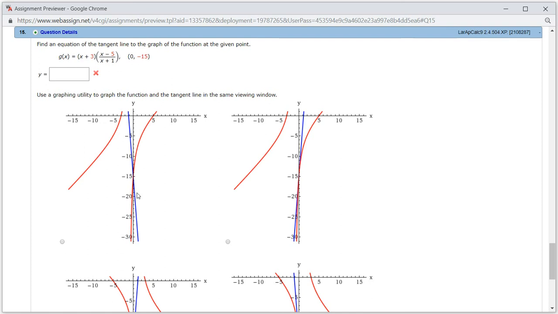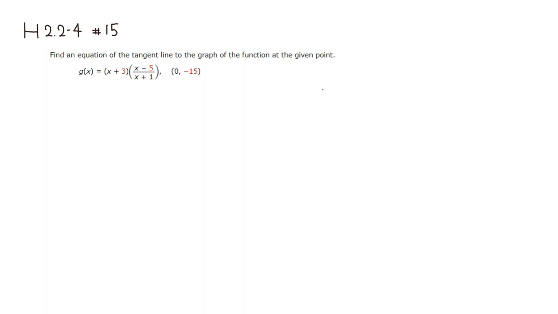Alright, let's look at 2.2-2.4, problem number 15. We want to find an equation of the tangent line to the given graph at (0, -15). Since the point is given, we know this is going to be x1 and this is going to be y1. Actually, since x is 0, this is the y-intercept, so I'm going to call this b.